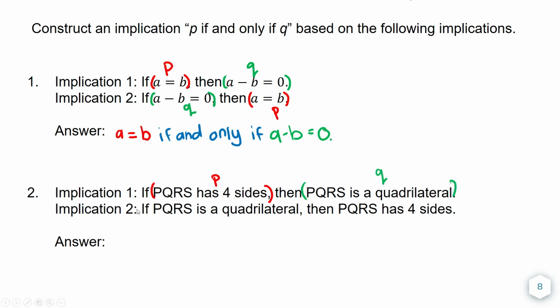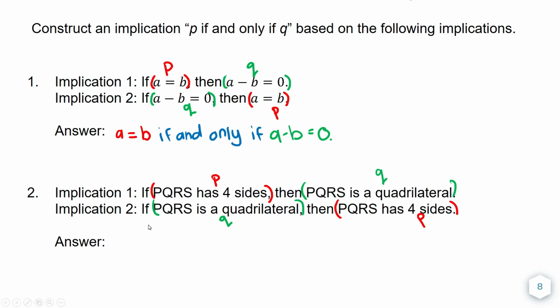For implication 2, you can also determine which one is P and which one is Q. For implication 2, if PQRS is a quadrilateral, then PQRS has 4 sides. PQRS has 4 sides is P, yes, correct. Then we construct an implication using the form if and only if.